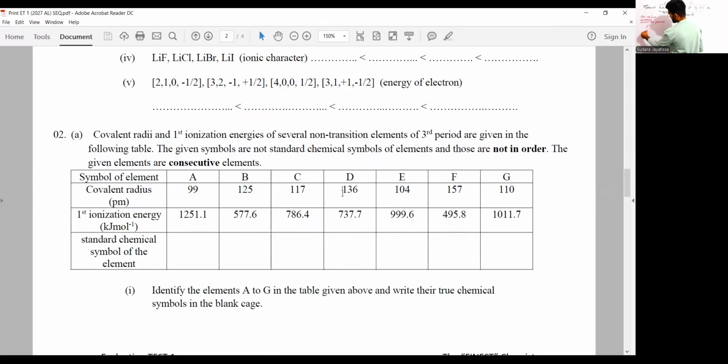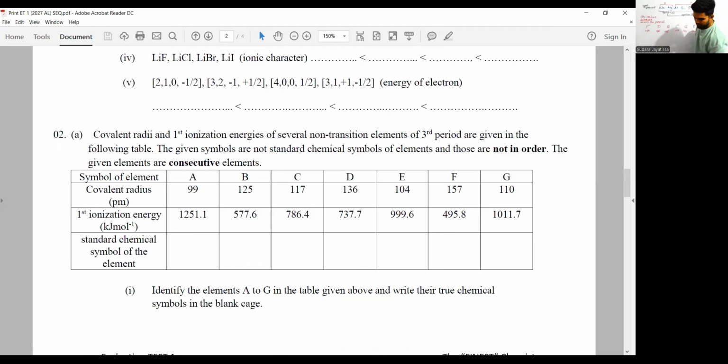Because it is 157. Okay, then the other number is 136, and the relevant element is D. Then you have 125, B. Then you have 117, C. Then you have 110 from G. And then you have 104, E. Finally, you have 99 from A. So you have 7 elements in this order.